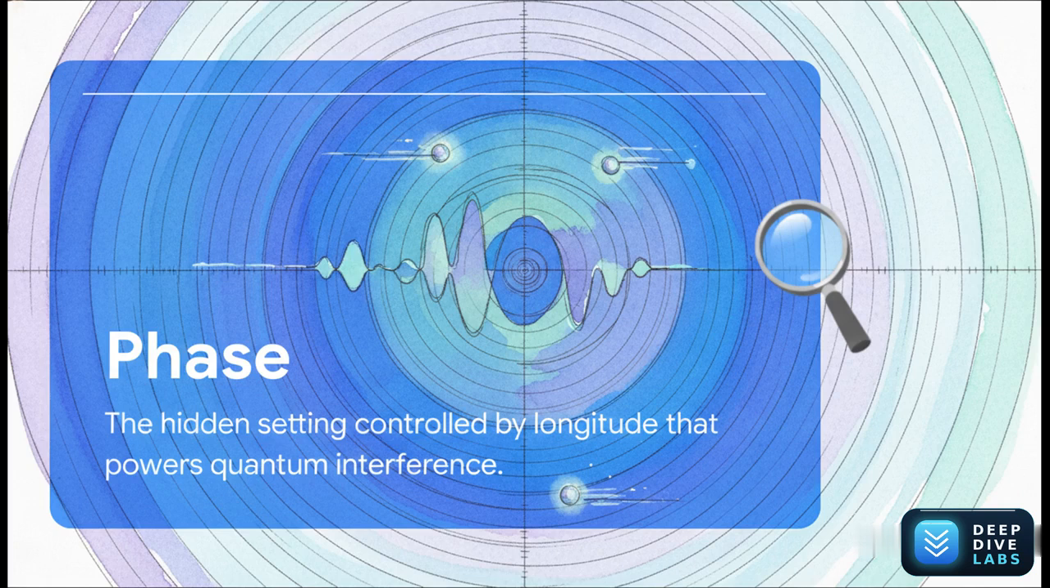So what does the spin dial do? It sets the phase. Phase is this crucial hidden gear that powers quantum interference. It's how quantum possibilities act like ripples on a pond, either reinforcing each other to build the right answer or entirely canceling each other out to eliminate the wrong ones.